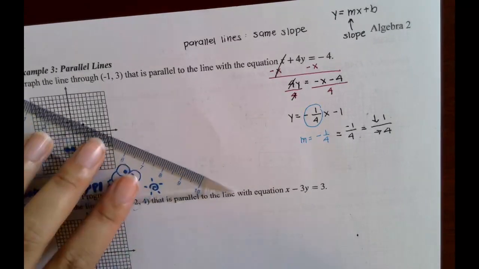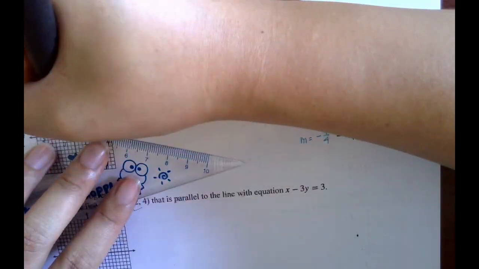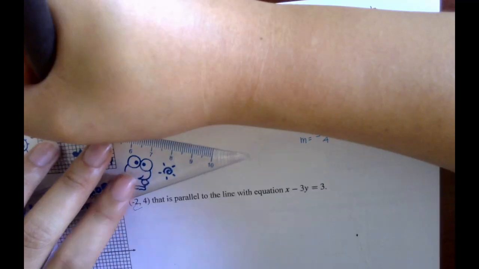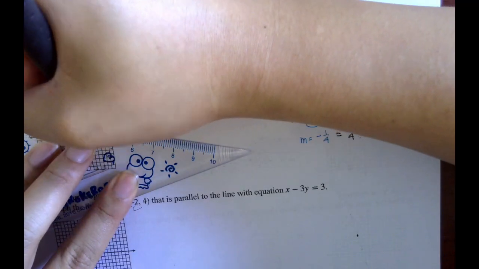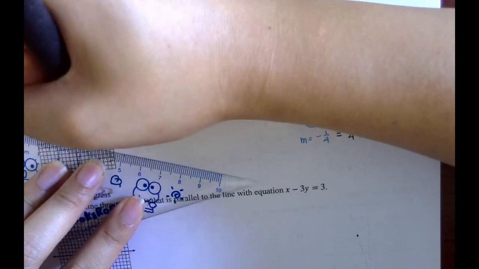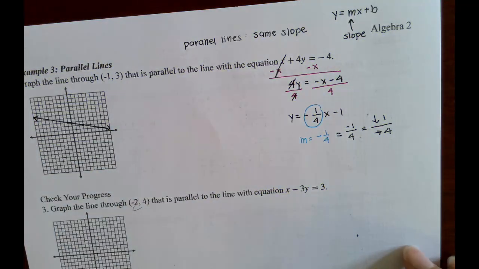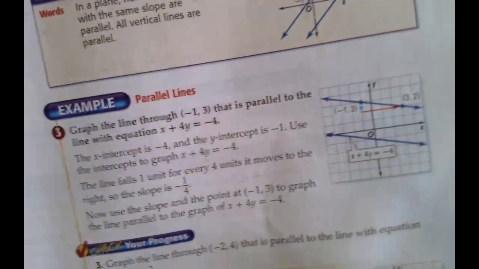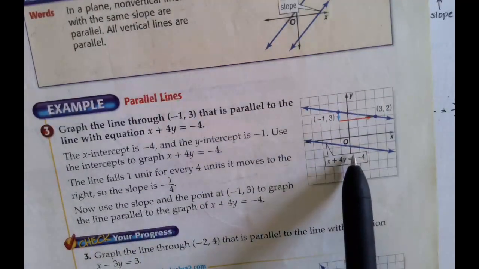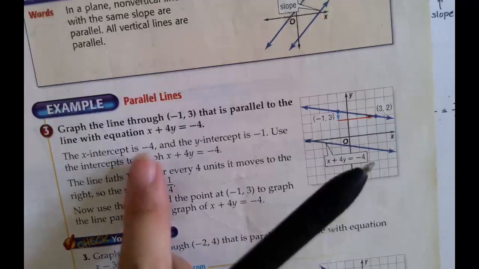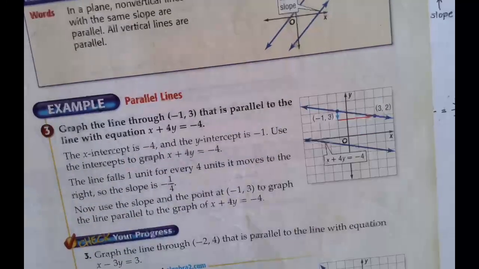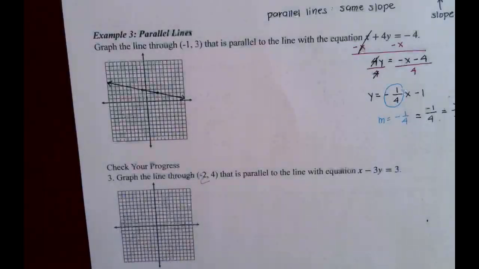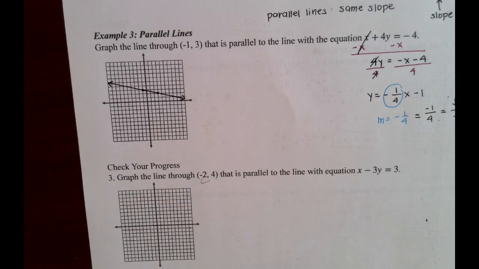And then you can keep going with your down 1, right 4 to connect, right? But technically, you only need 2 points to make the line, right? So there you go. And if you look at the book, you can see that it ends up being parallel with that other line, your x plus 4y equals negative 4. Okay? Good. So why don't you try CYP3 on your own and then come and check your answer.